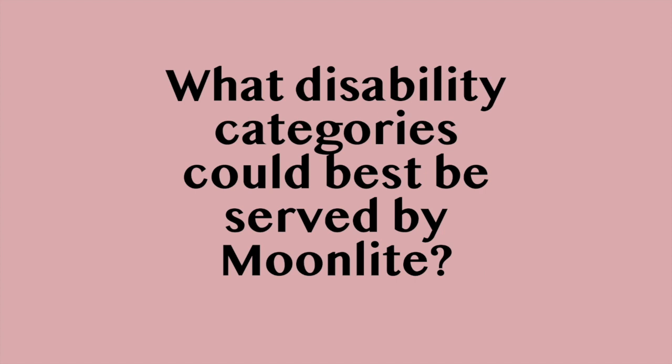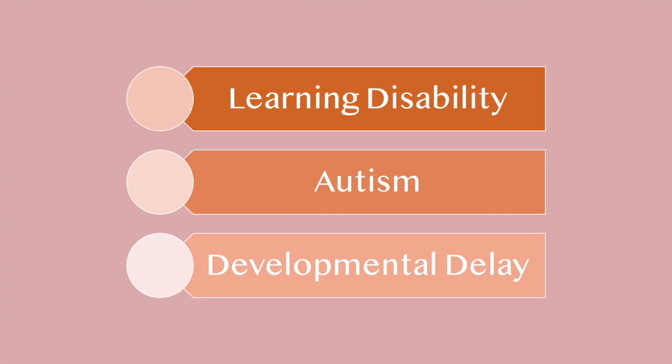What disability categories could best be served by Moonlight? Learning disabilities, autism, and developmental delay. The learning disabilities could be students with dyslexia or ADHD. The students with dyslexia could benefit from having someone else read the story to them so they can focus on what the story is about and not necessarily reading the words.